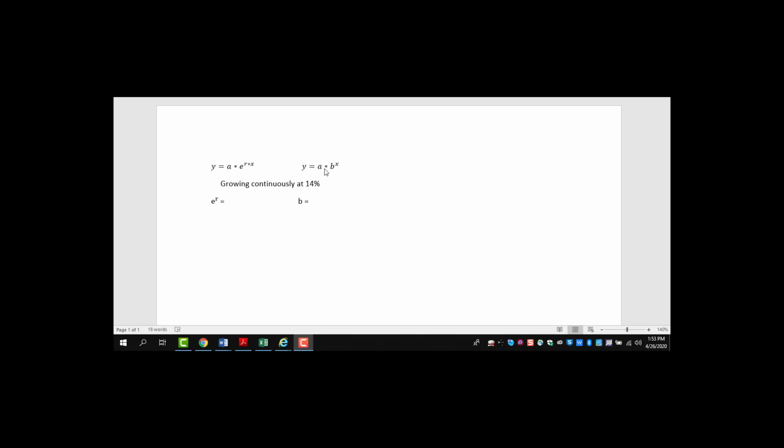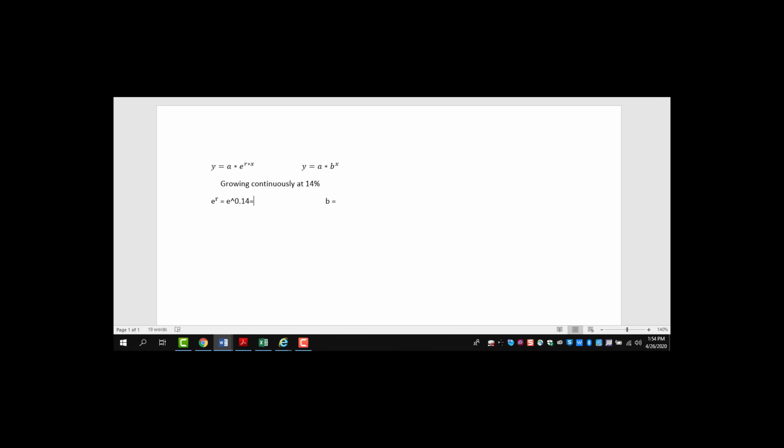Notice the only difference between these two equations is e to the r, and that replaces b. So e to the r is the rate, and the rate is going to be expressed as a decimal. So this would be e raised to the 0.14. That is a continuous growth of 14%. Of course, how many times it's growing would be x, but that's just a continuous growth at 14%.